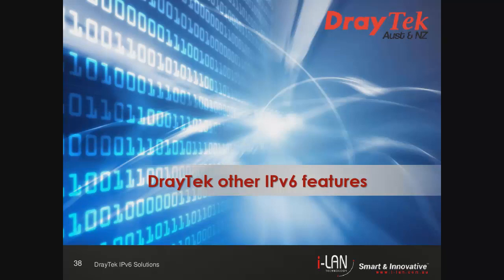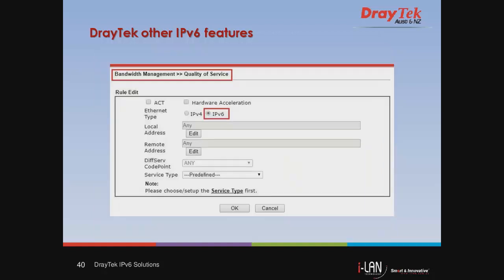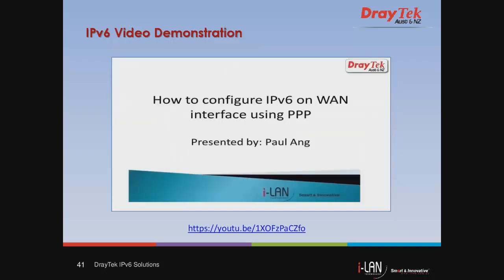Finally, we will look into other features. IPv6 addresses are also supported by firewall filters. As you can see on the slide, we can select IPv6 groups and objects for filtering. We can also implement QoS based on IPv6 addresses. And now we will show you a video which demonstrates how to configure IPv6 on a DrayTek WAN interface using PPP mode.